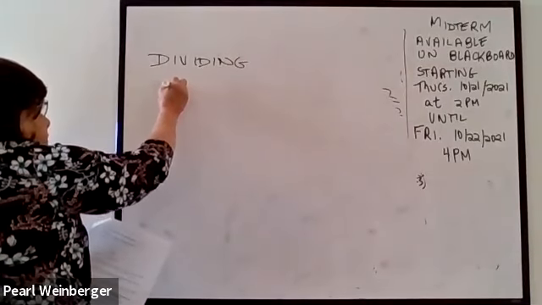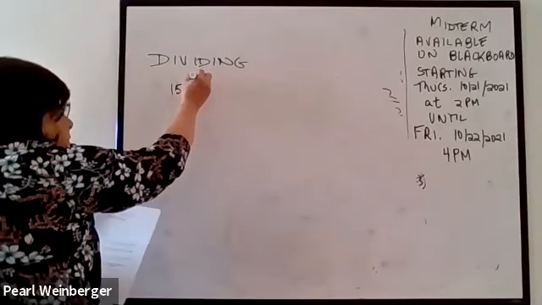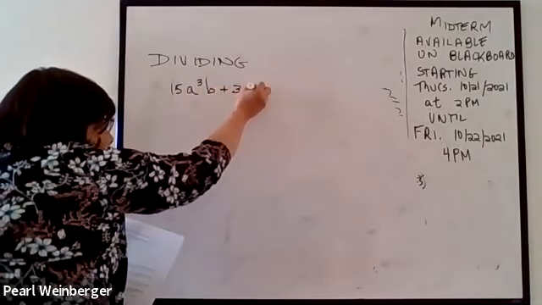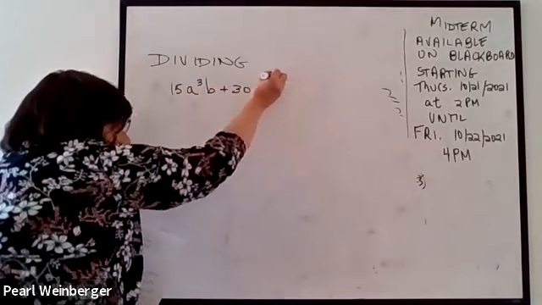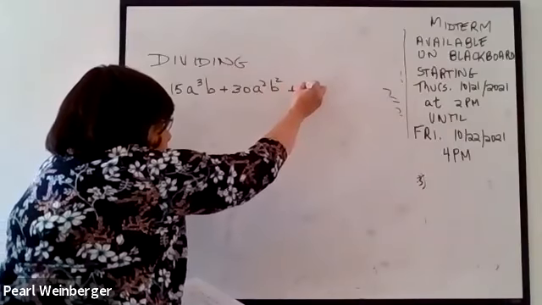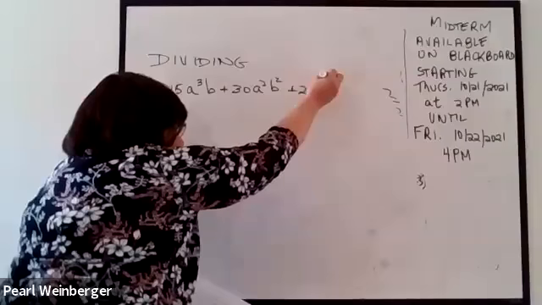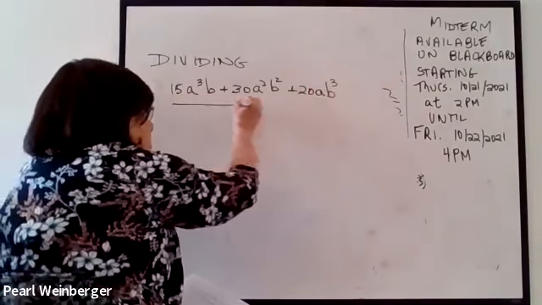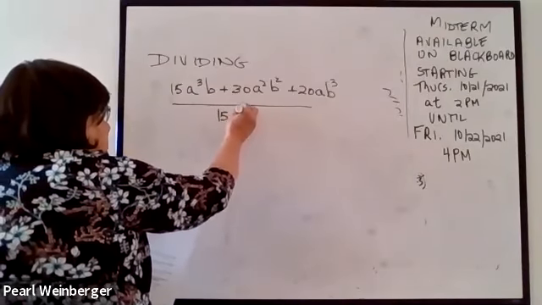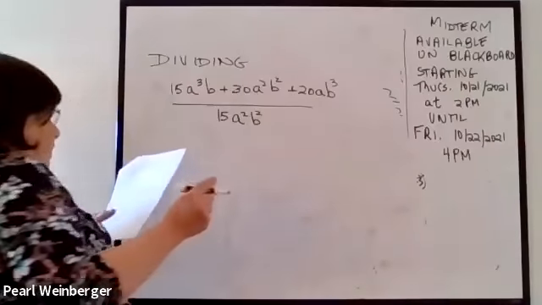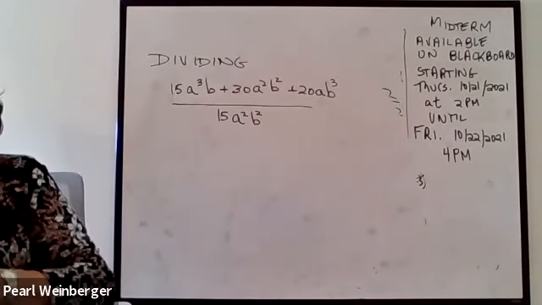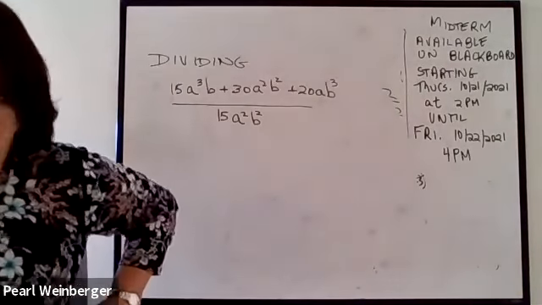Here's one for you to do. 15a third b plus 30 a squared b squared plus 20 ab cubed. That's my numerator. My denominator is 15 a squared b squared. And again, I want you to divide this the way we just did this other problem. I'll give you a few minutes to try it.